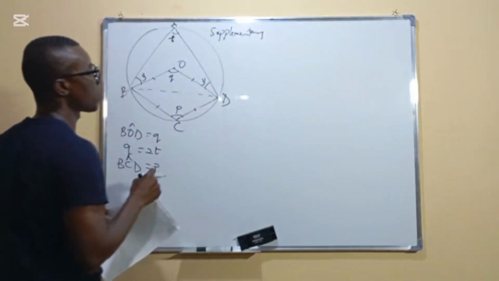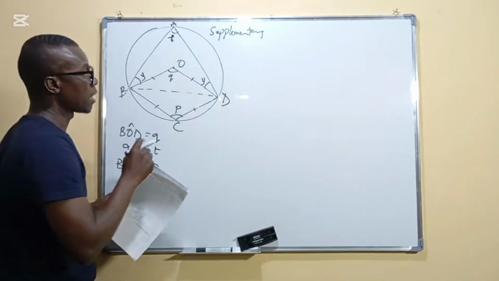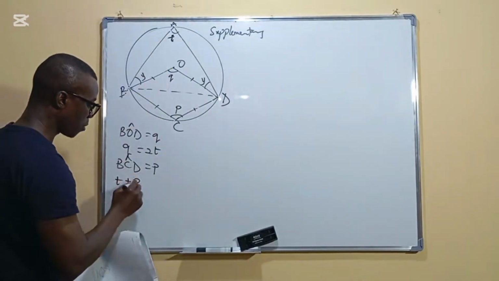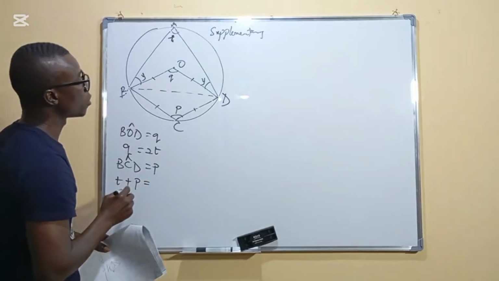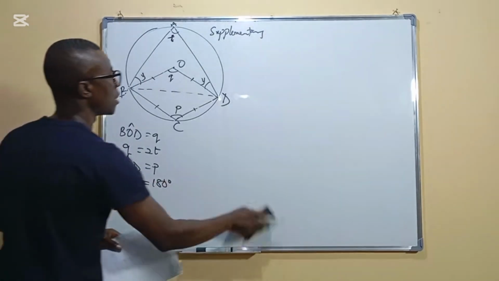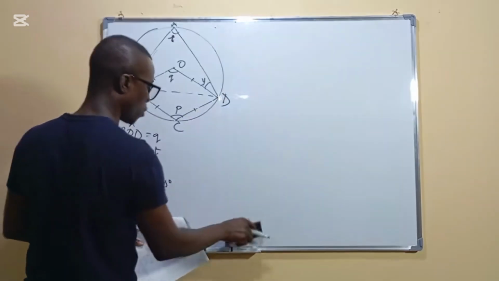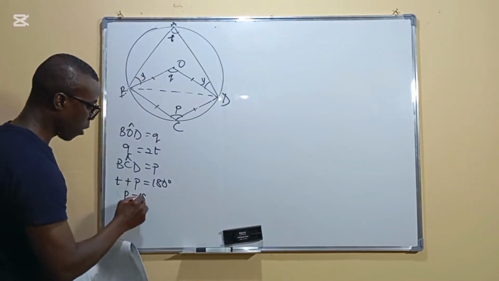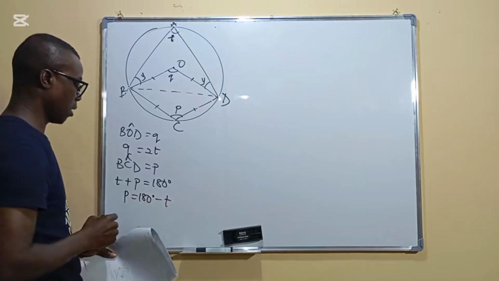Yes, so we have supplementary angles there. That is exactly what we have. So that simply means that T plus P is equal to 180 degrees. Since we have that to be equal to 180 degrees, now what is P? P becomes 180 degrees minus T.